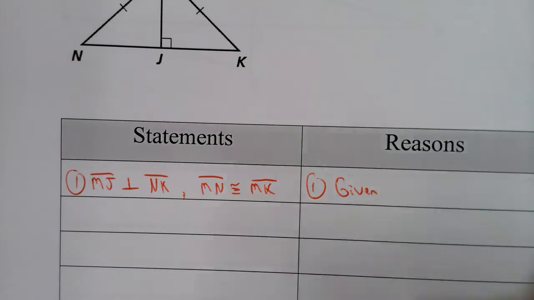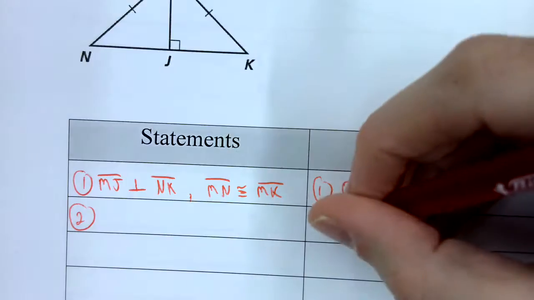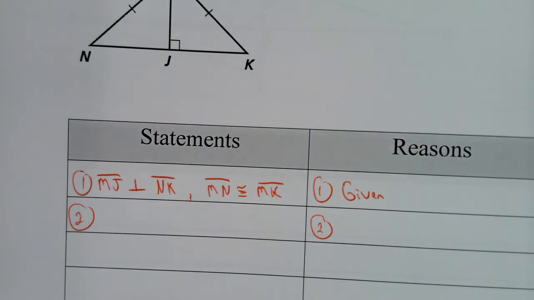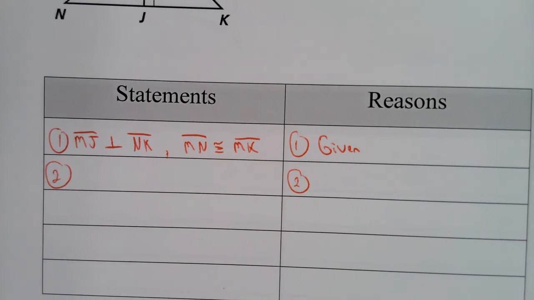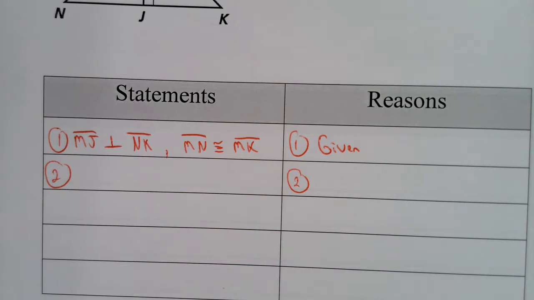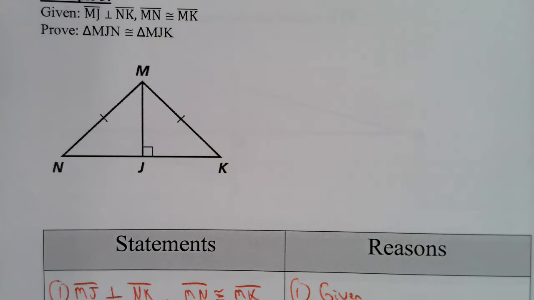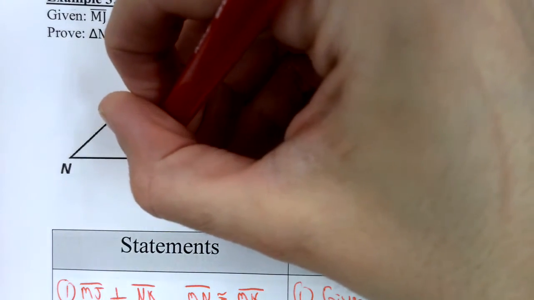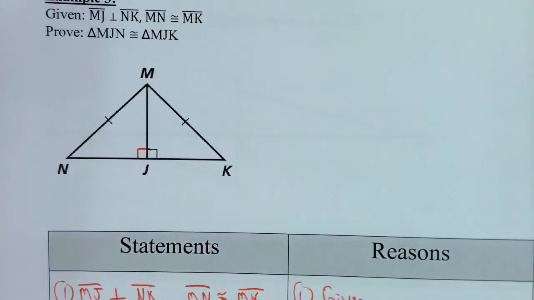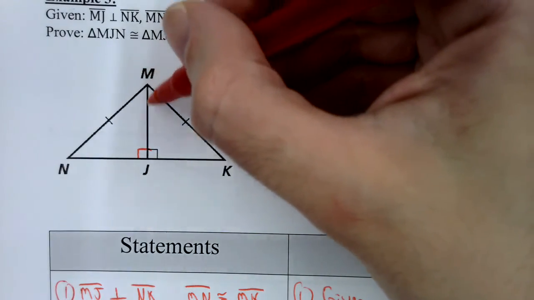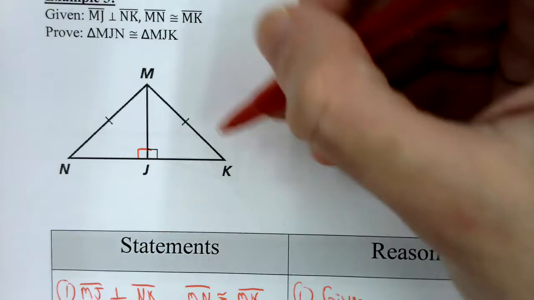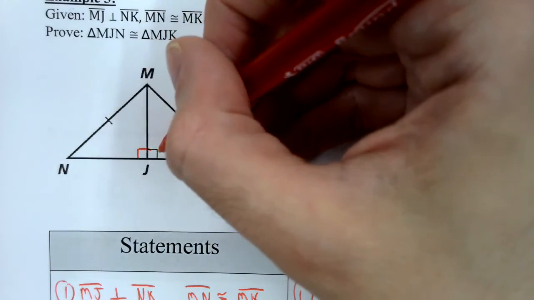Now here's an interesting thing. Eventually, like I said before, we have to state that we have right triangles. But first, we need to say that we have right angles. Since MJ is perpendicular to NK, it means that that's a right angle, which is already labeled, but it also means this is a right angle. So this is the right angle and this is the right angle.